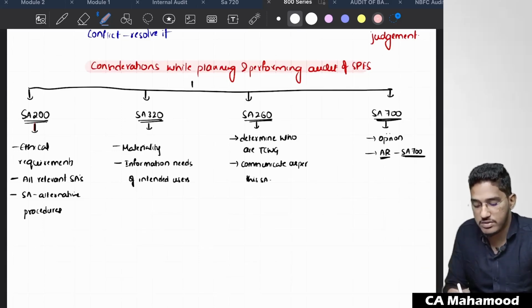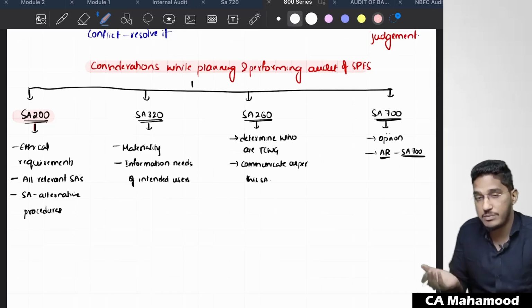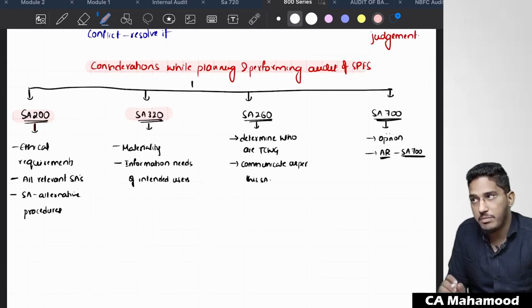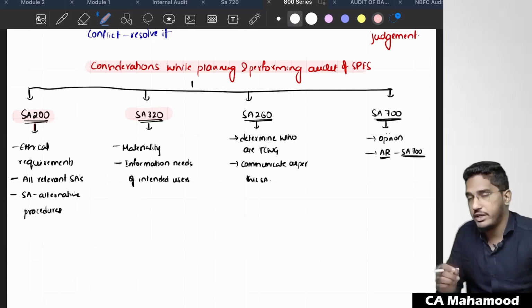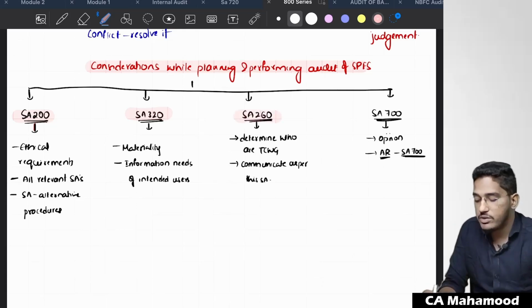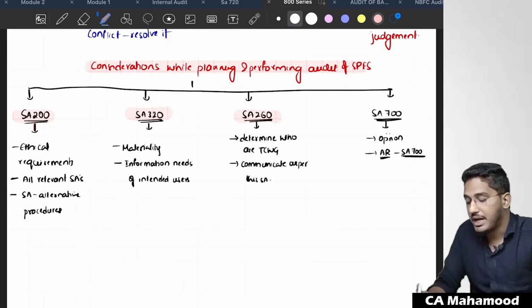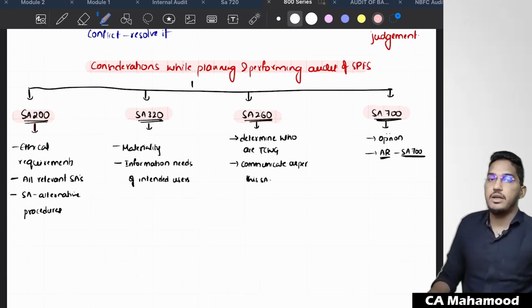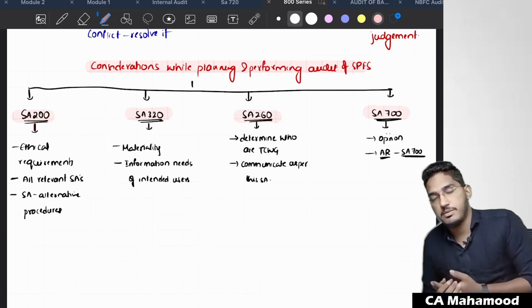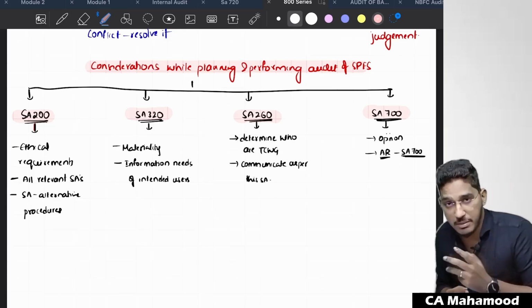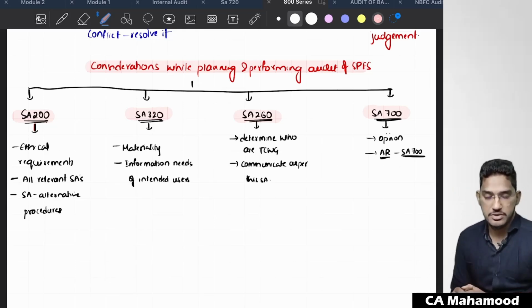They specifically talk about 4 standards. SA 200, which says you have to comply with all ethical requirements, all relevant SAs. Sometimes if you are unable to perform the procedure given in the SA, you can perform alternative audit procedures. SA 320, you have to determine materiality, but while determining materiality, you have to consider information needs of only intended users, not all the users. SA 260, you have to determine who are the people falling under those charged with governance for the purpose of special purpose financial statements, and you have to communicate with them. SA 700 also will become applicable. Finally, you have to form an opinion on that special purpose financial statements and express that opinion in the form of a written report after complying with all the conditions.